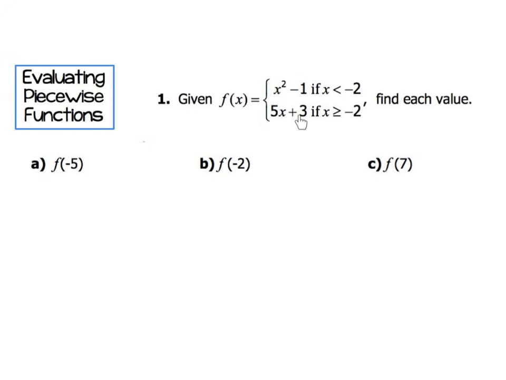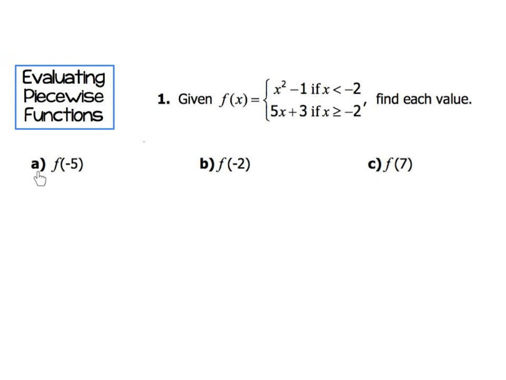Now our second function says 5x plus 3 if x is greater than or equal to negative 2. So the domain of this second function is x is greater than or equal to negative 2. So when x is greater than or equal to negative 2, this is our function. Alright, that's how a piecewise function works, and this is what piecewise functions will look like.